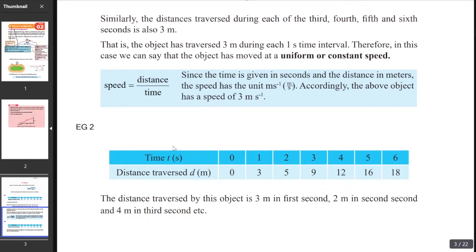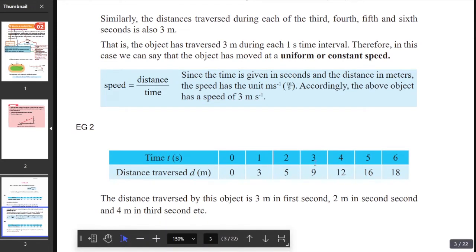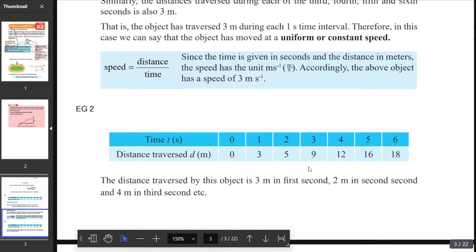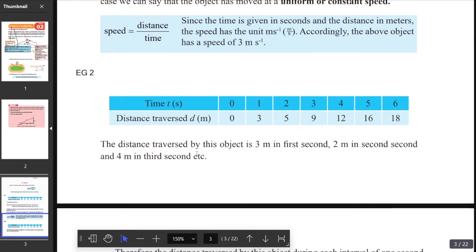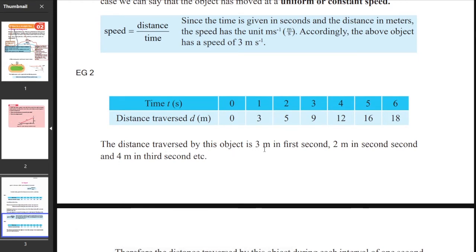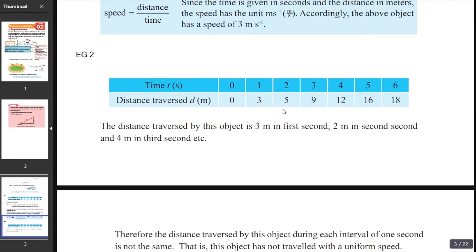Okay. Now go to example 2. Here the distance traversed and the time are given. Now the distance traversed by this object in the first second is 3 meters. What is the distance traversed in the second? 5 minus 3, that is 2, isn't it? And 9 minus 5, that is 4, isn't it?